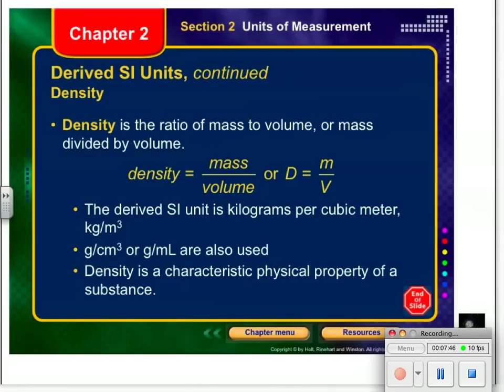So imagine in your mind a brick in your hand. It's heavy, it weighs about 4 or 5 pounds. Now imagine a brick of styrofoam, same size, different weight. That's density going on. That is mass over volume. How many units of mass are in each unit of volume? So the derived unit is kilograms per cubic meter, kg over meter cubed.